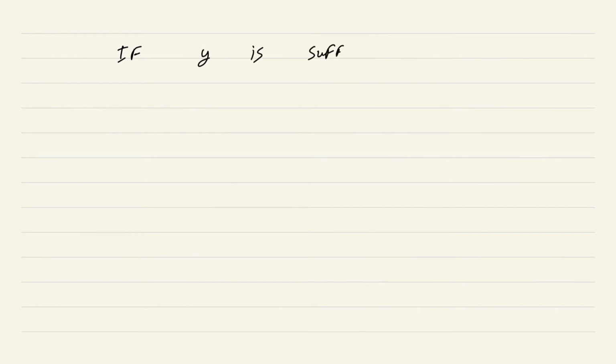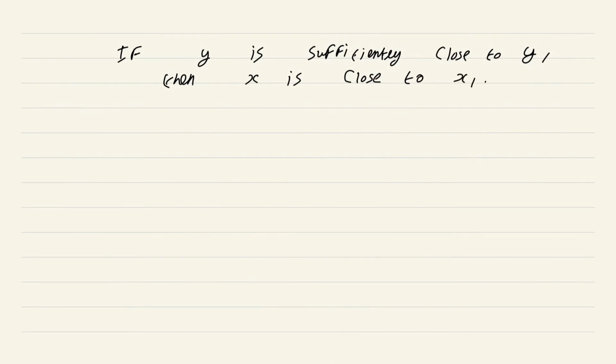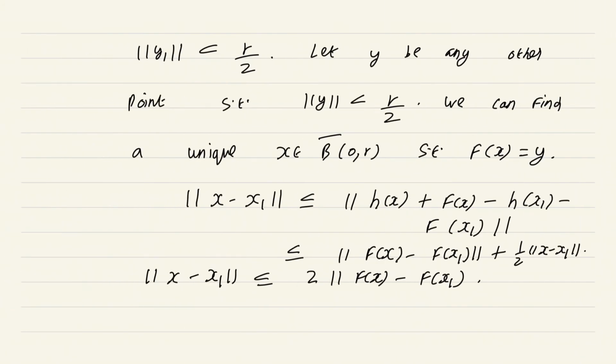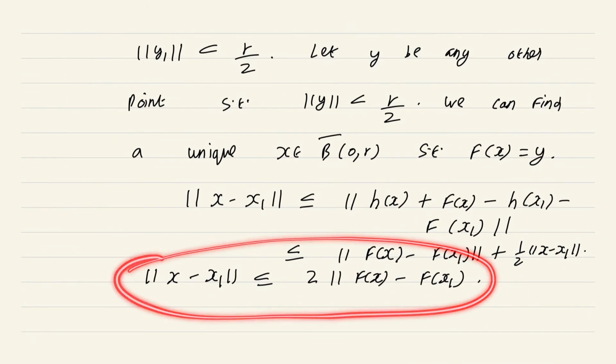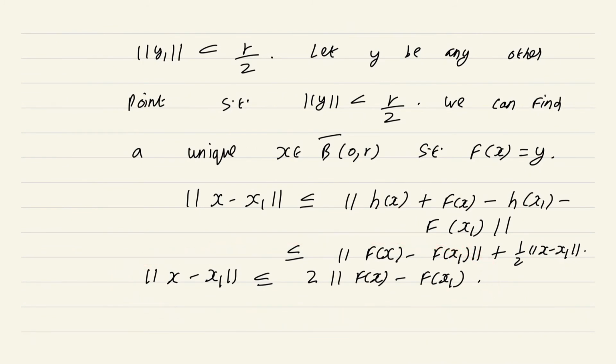So what does this show? This shows that if y is sufficiently close to y1, then x is close to x1, because norm x minus x1 is less than or equal to twice norm f of x minus f of x1. This shows G is continuous. The previous inequality actually shows that G is continuous. G, remember, was the inverse of f restricted to V. Okay, excellent.